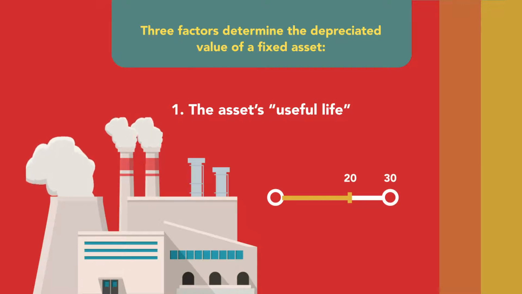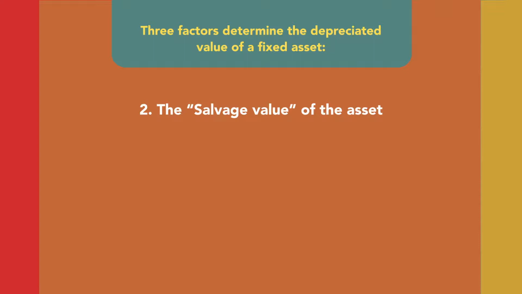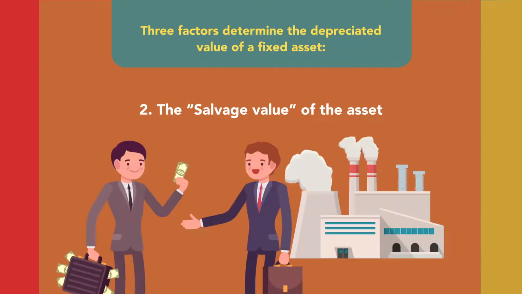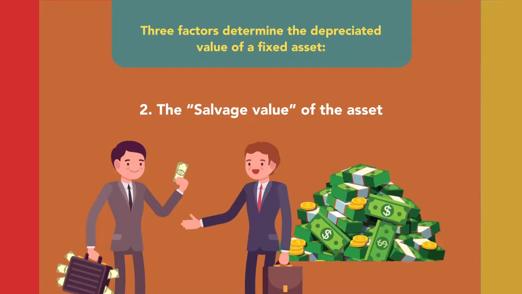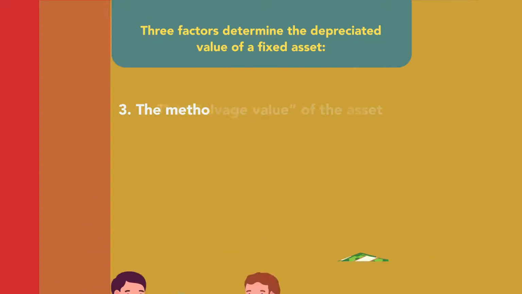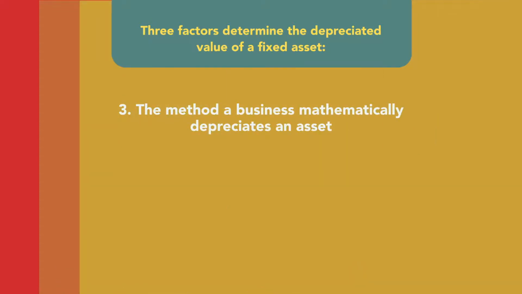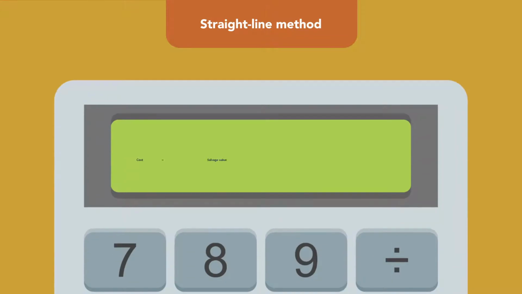The second factor is the salvage value of the asset, which is how much the company can get from the sale of the asset at the expiration of its useful life. The final factor is the method a business uses to mathematically depreciate an asset. Several formulas are available. The straight line method is the simplest approach, and it merely requires that the company subtract the salvage value of an asset from its cost and divide the result by the number of years of the asset's useful life.